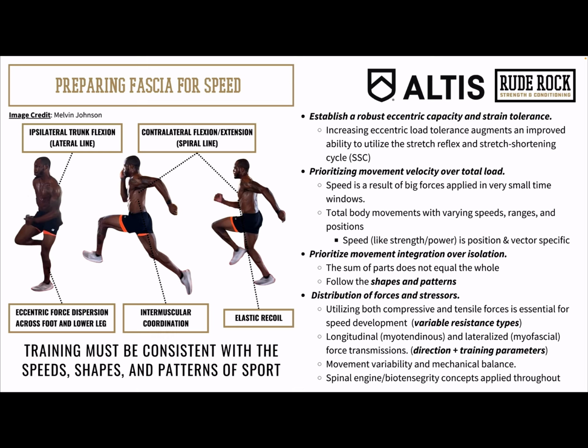And lastly, the distribution of forces and stressors. We can interject our biotensegrity concepts here in saying that we want to have good distribution, or a good net equilibrium, of compression and tension based on what the demands of sport are for this athlete. Utilizing a combination of compressive and tensile forces, I think, is essential. If we think about the nature of holding a fixed object and it being compressive to the body, that does something specific to the joint capsule and the joint structure, which then does something specific to the enveloping epimuscular tissue.